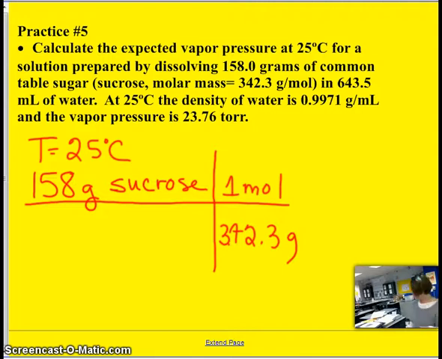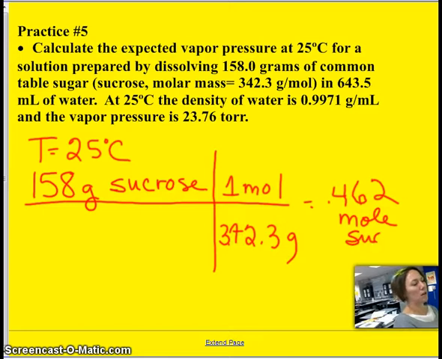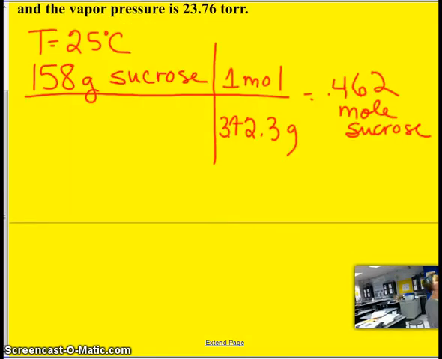One mole is 342.3 grams, and you could get the number of moles. So 158 divided by 342.3 gives you 0.462 moles of sucrose that we're putting in our water. We have 643.5 milliliters of water.